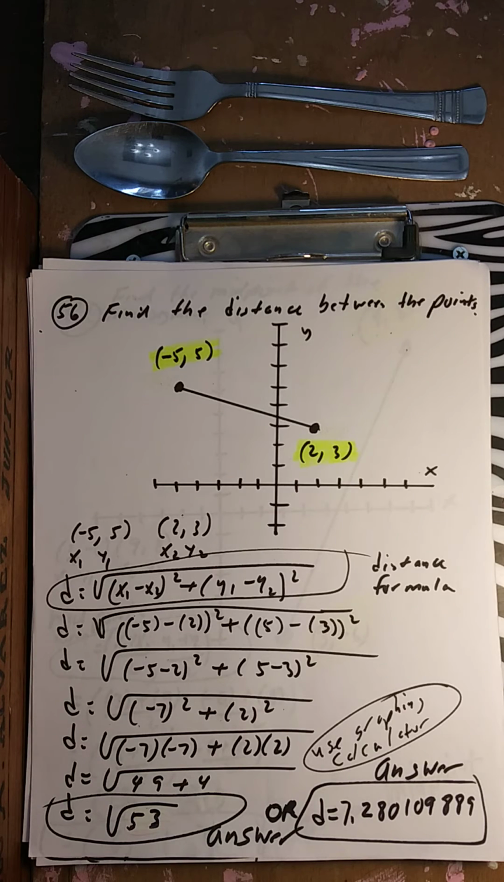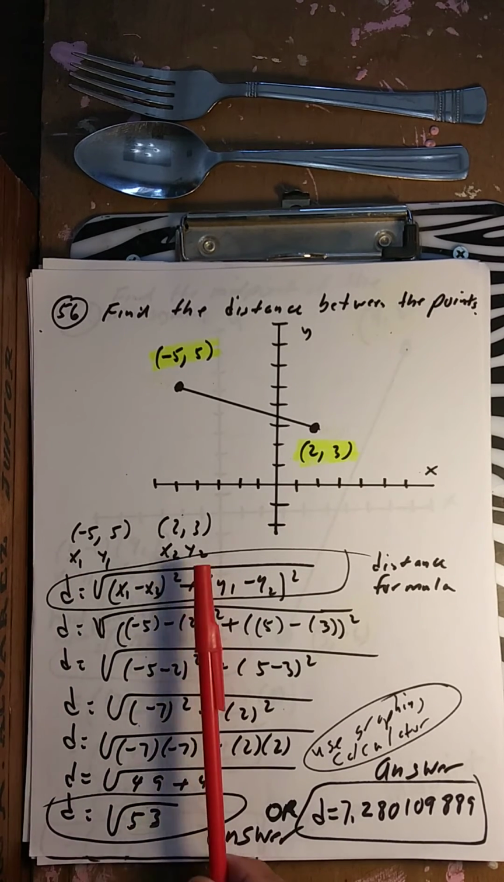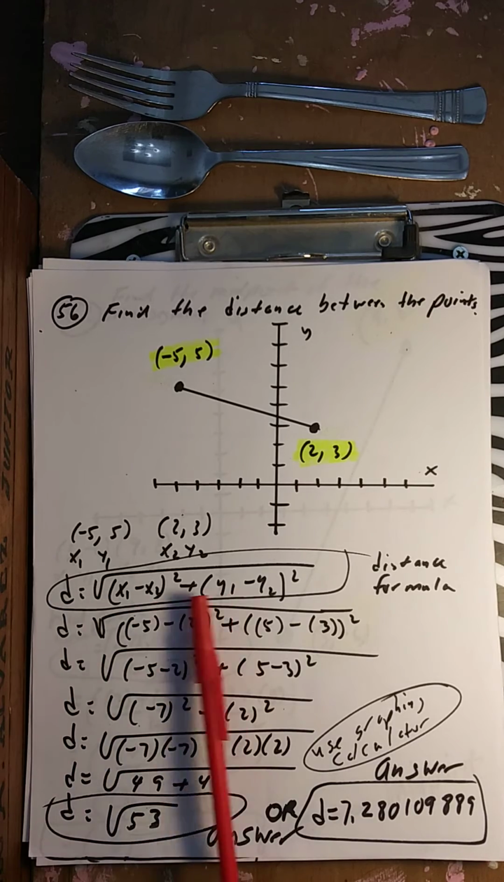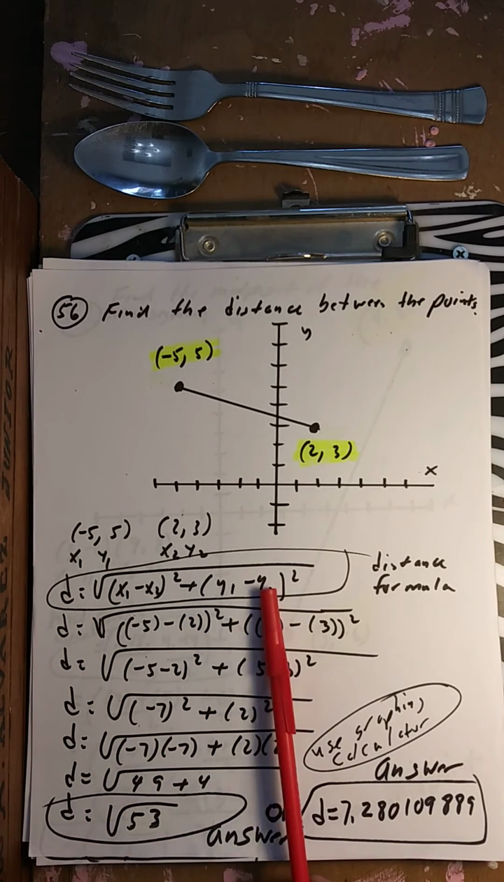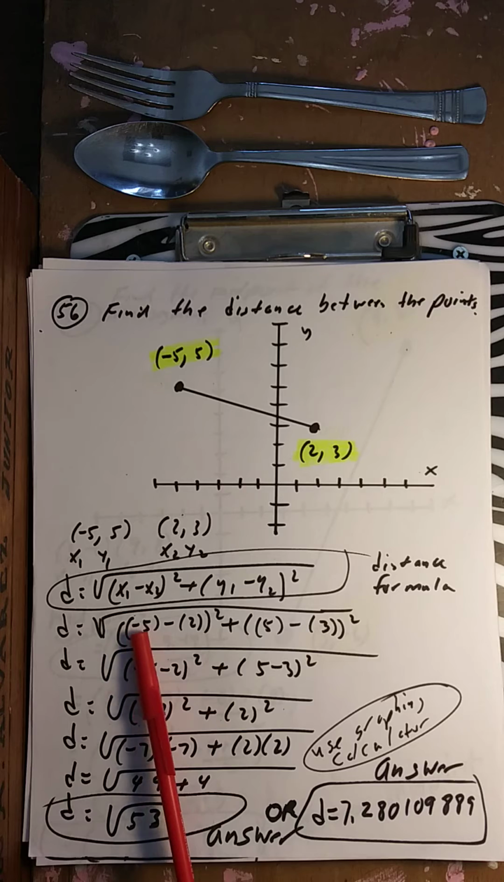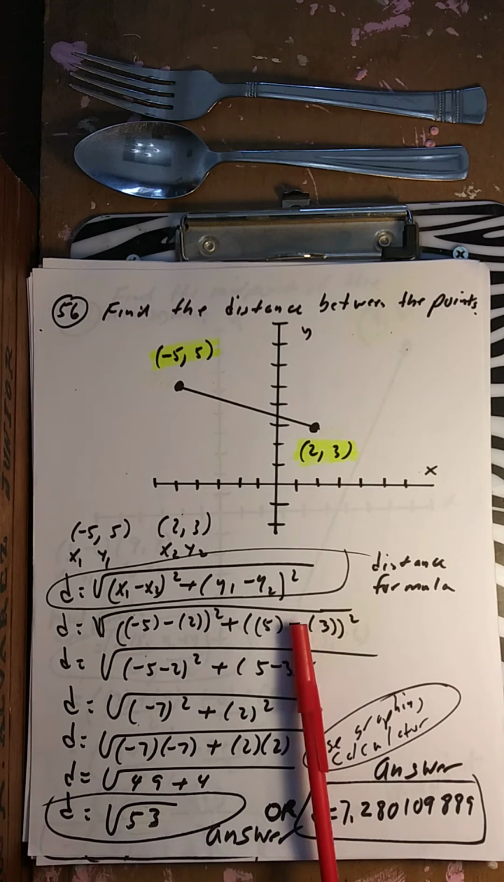Find the distance between the points negative 5, 5 and 2, 3. Okay, so label them x1, y1, x2, y2. And this is the distance formula, this is a variation of it. x1 minus x2, y1 minus y2. So put the numbers in the parentheses. Negative 5 minus 2, 5 minus 3.